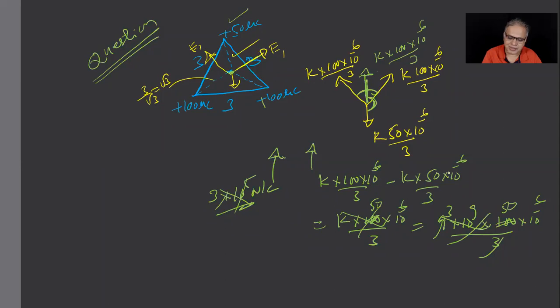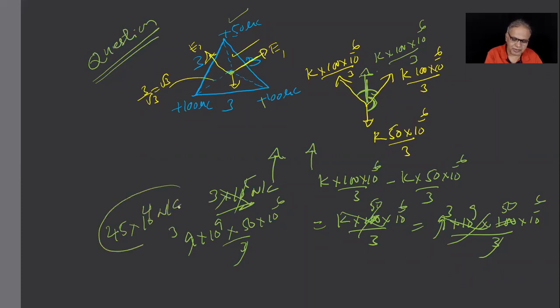Do the calculation, right? It will be coming like this. So that will be how much? 9 into 10 to the power 9 into 50 into 10 to the power minus 6 by 3. So what will be this? 45 into 10 to the power minus, tell me, 4. Newton per Coulomb.